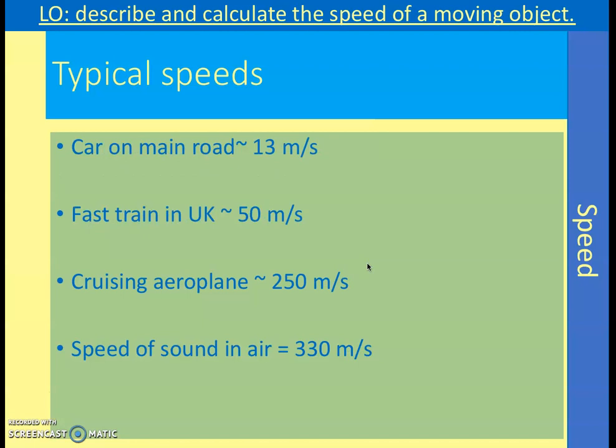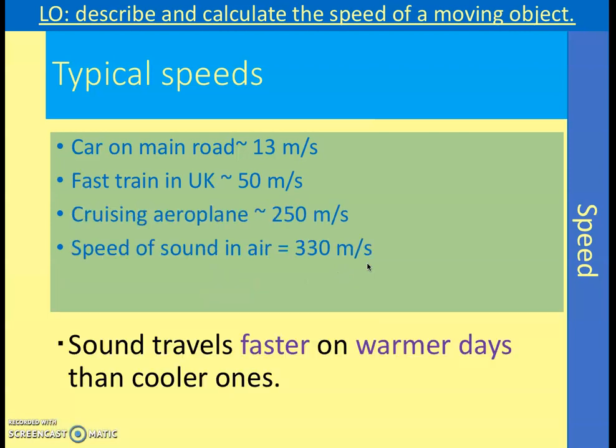So these are typical vehicle speeds. So a car, we're looking at about 13 meters per second. A fast train in the UK, about 50. An airplane, 250. And then our speed of sound, 330. So you can see there that we can increase the speed as we look at different objects. It is quite significantly different, depending on the object we're looking at.